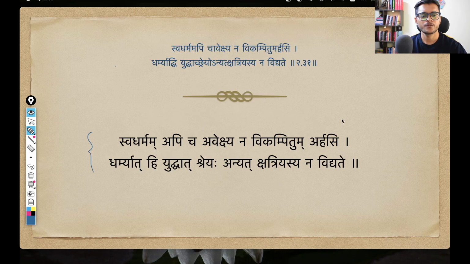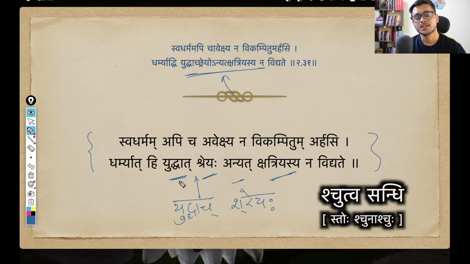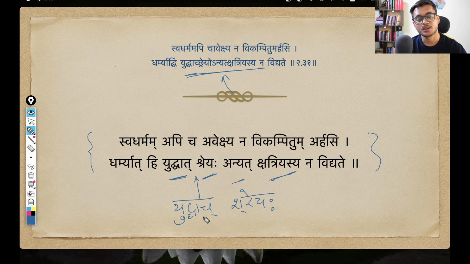But then moving on, when we see the Sandhi Vichcheda of this entire shloka, let us first tackle this long word. The individual padas here are yuddhat, shreyah, anyat, kshatriyasya. So these are the four padas. The first sandhi is happening between these two padas, yuddhat, shreyah. Due to this chutva sandhi, the takara of yuddhat is changing into chakara. So yuddhat is changing into yuddhach. So it is yuddhach shreyah.